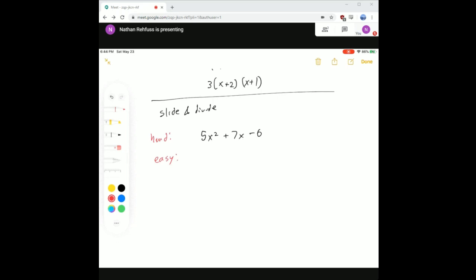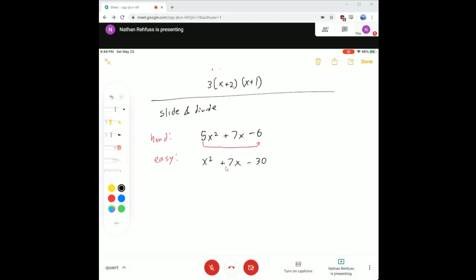So this is a different polynomial. It doesn't have the same value. If I plug in x, I get a different answer. But what I'm going to do is take this 5 and slide it to the end and multiply. So it's going to make x squared plus 7x minus 30. I multiplied the 5 into the third term.